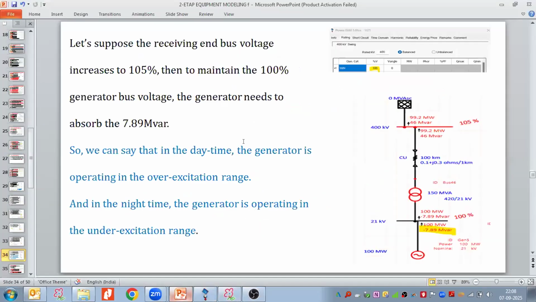And in the night time, the generator is operating in the underexcitation range, and it is consuming this 7.89 MVAR from the grid.